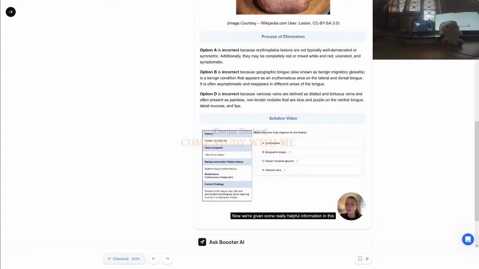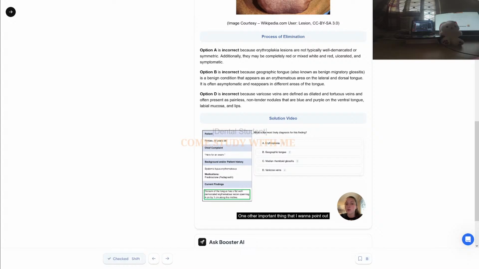Now, we're given some really helpful information in this patient box. Obviously, the most important is the description of this lesion, and all of it is important. The fact that we have the dorsum of the tongue, that's where we're seeing this. The fact that it's a flat, well-demarcated lesion. The fact that it's erythematous in color, its size, and the fact that it's found right along the midline. All of that is really important and will allow us to make our diagnosis.